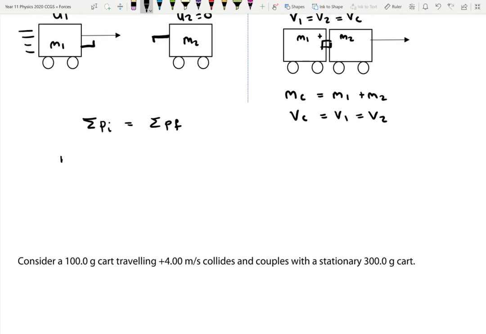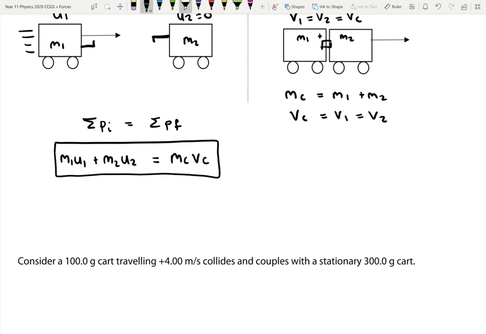We'll write it all out. M1U1 plus M2U2. I'm now going to write the combined momentum is MCVC. So again, this equation is not in the data sheet. So just get familiar with writing these two equations down from today's lesson.